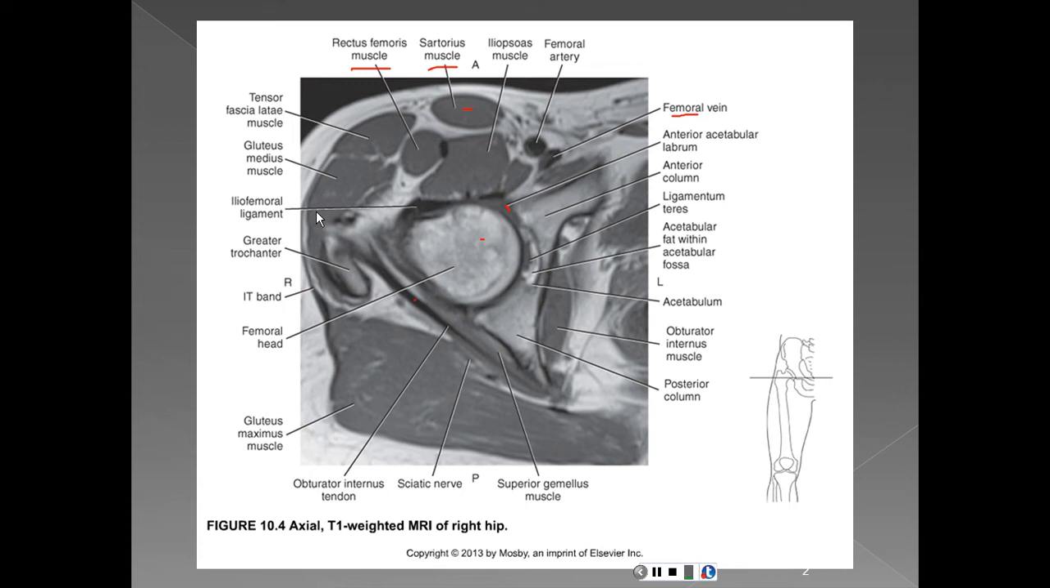Look at the iliofemoral ligament here. So that's the greater trochanter of the femur, and here's a good shot of the gluteus medius muscle. The gluteus medius muscle wraps all the way around to the front. See, when we think of the glutes, we all think of the hind ends, but we see here that the gluteus medius muscle does wrap around the front.